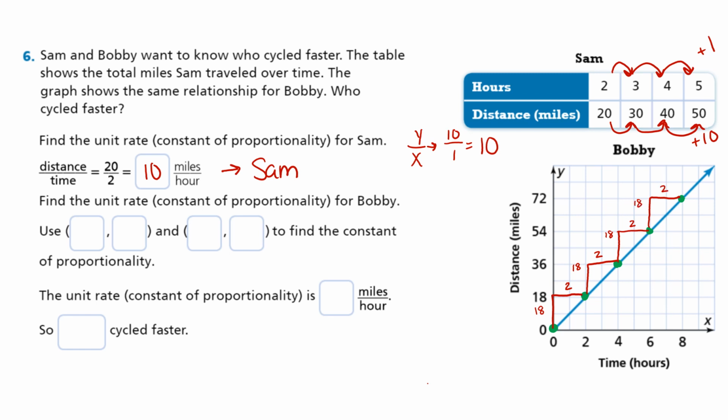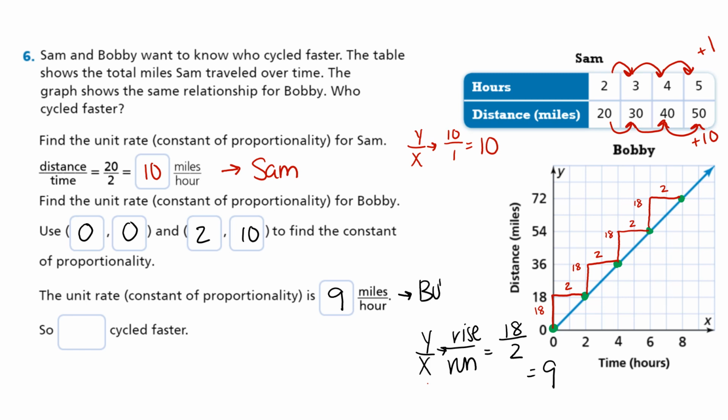So again, if we were referencing even just the beginning points, going from (0, 0) to (18, 2), we could use our pattern, again, y over x, represented as a graph as rise over run. 18 divided by 2 is a value of 9, or 9 miles per hour for Bobby. And so Sam went 10, Bobby went 9, Sam cycled faster.